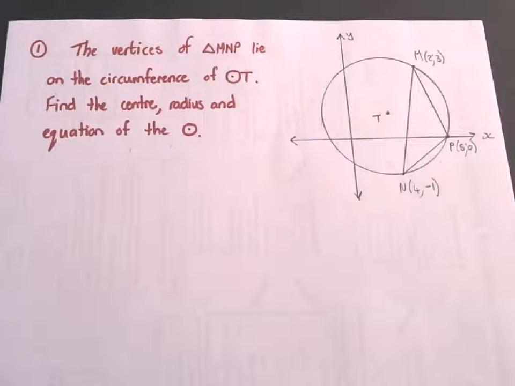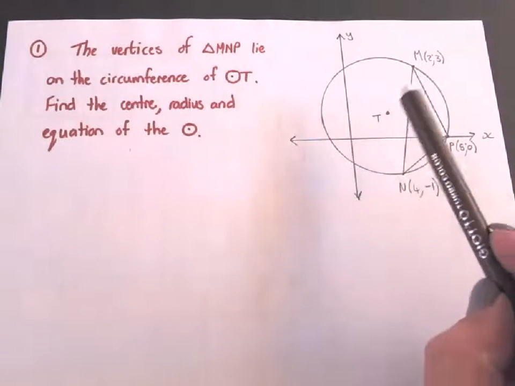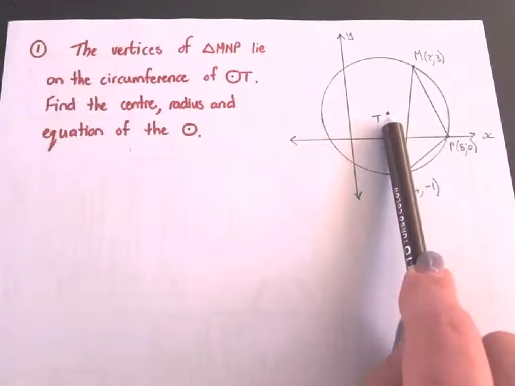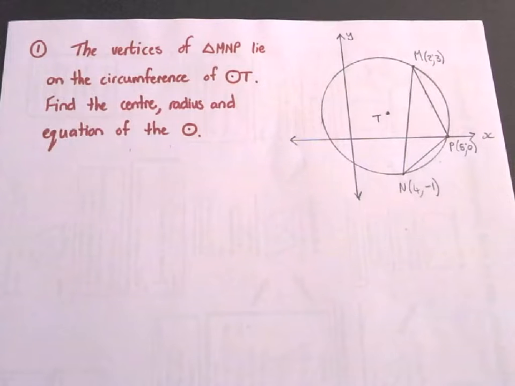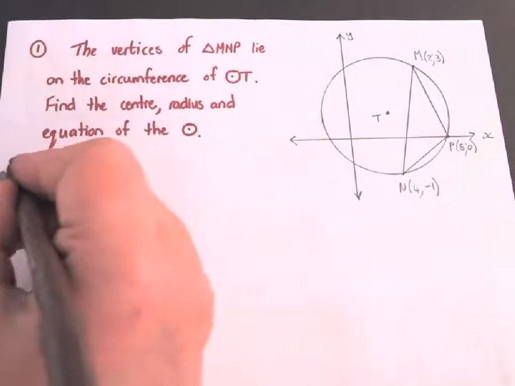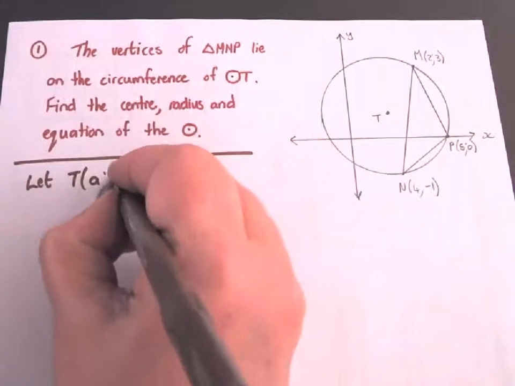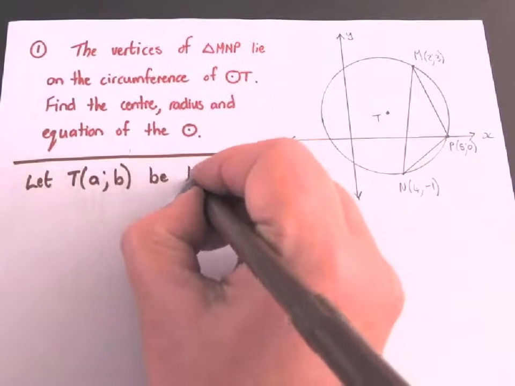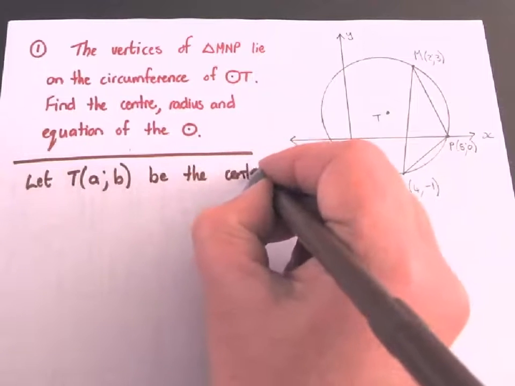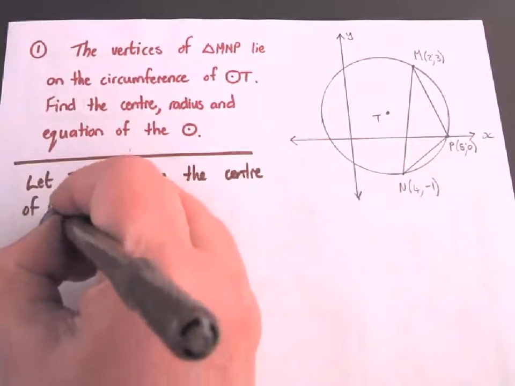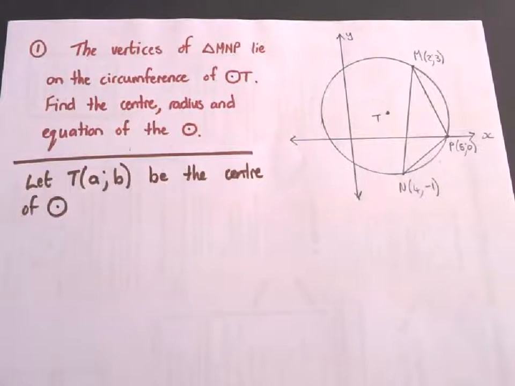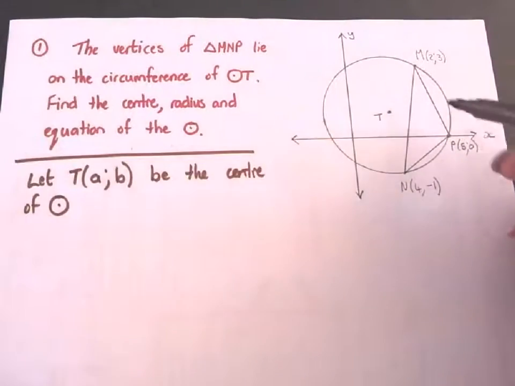This is a typical exam question. Okay, let's first get to the coordinates of the center, T. Everything that you assume, you must write down. So let's start by saying, let T, which is coordinate A and B, be the center of the circle, circle MPN.